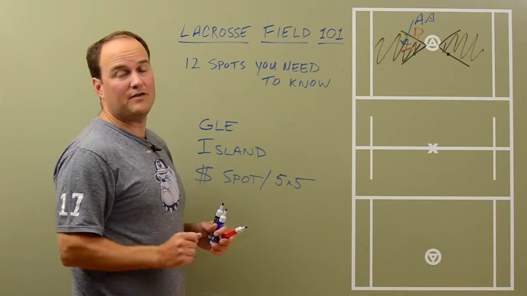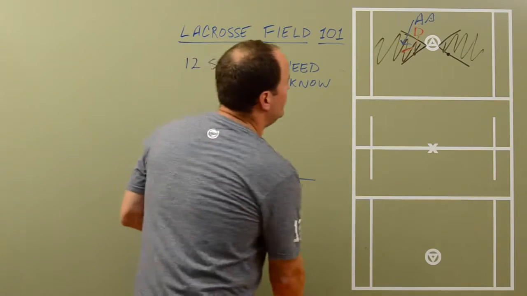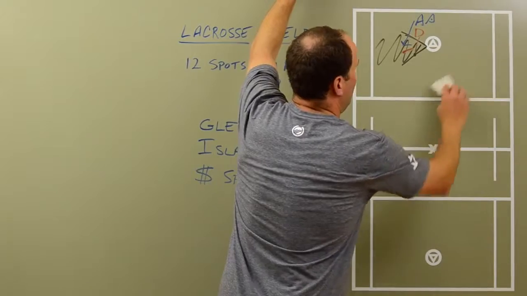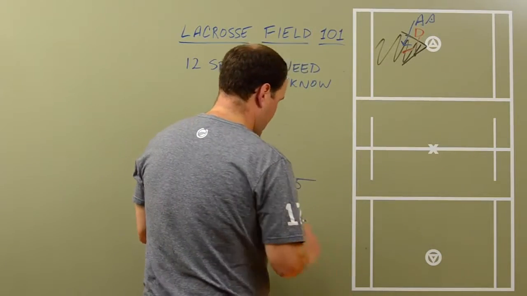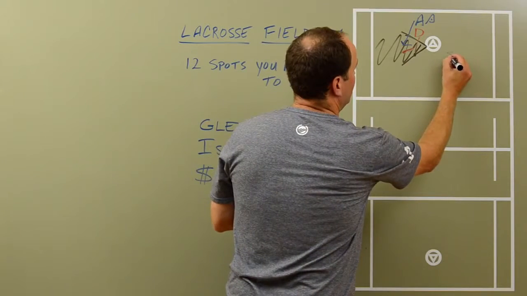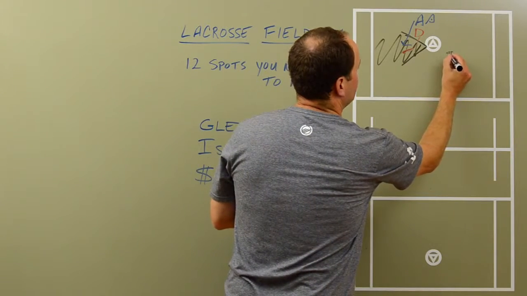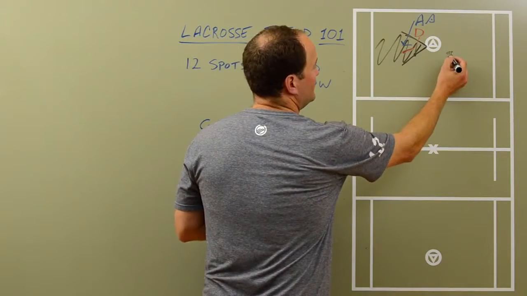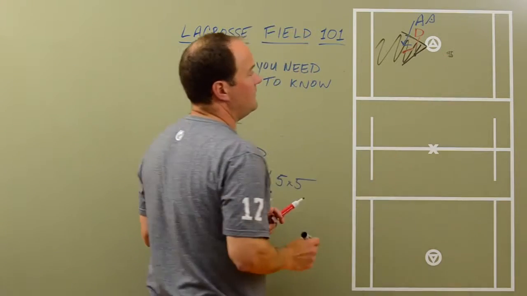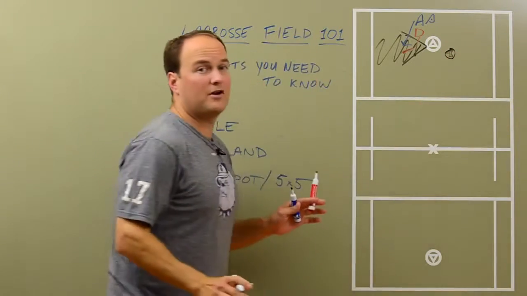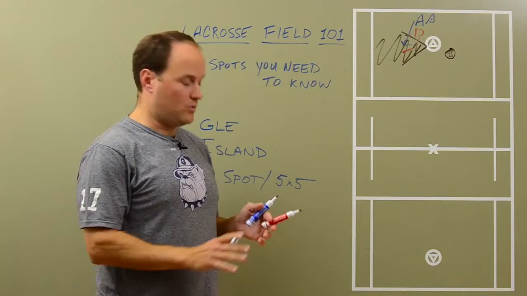A lot of teams call it the 5 and 5. Okay, just erase one side here. And we call it the money spot. I'm going to put a $ sign there, because this is where attackmen make their money. Okay, it's 5 yards above the goal line extended, and it's 5 yards from the middle of the field. If attackmen can get to this money spot, this is where they're going to be able to do a lot of damage and get a lot of scoring opportunities.